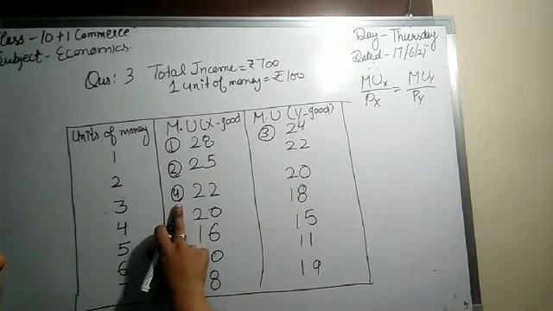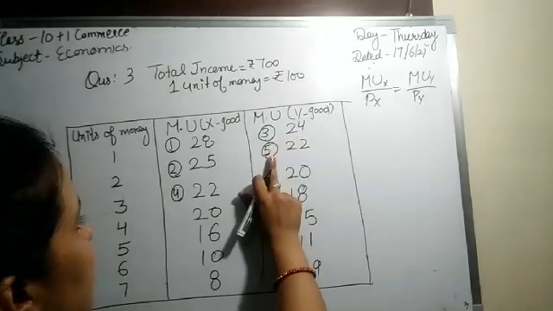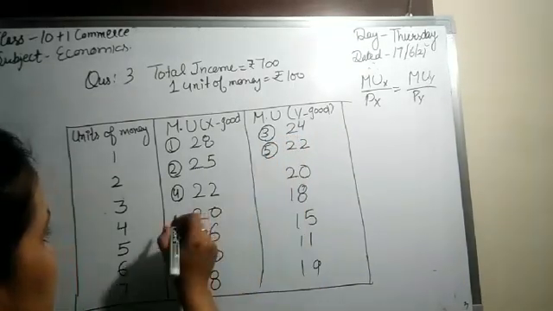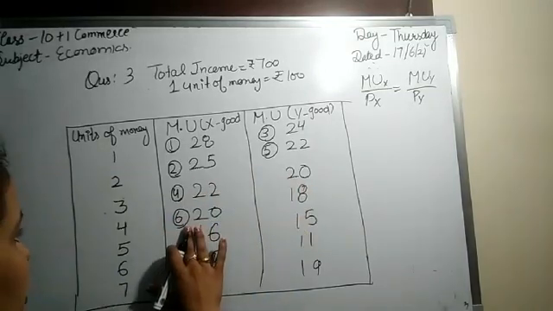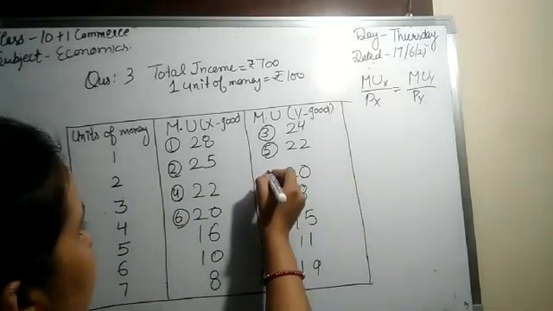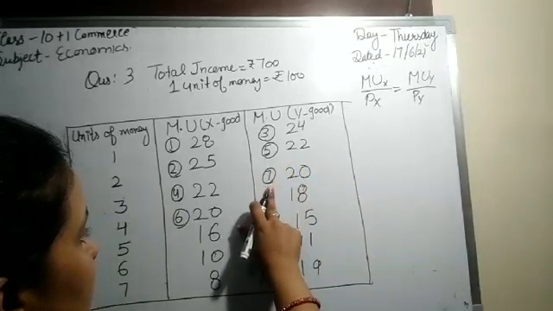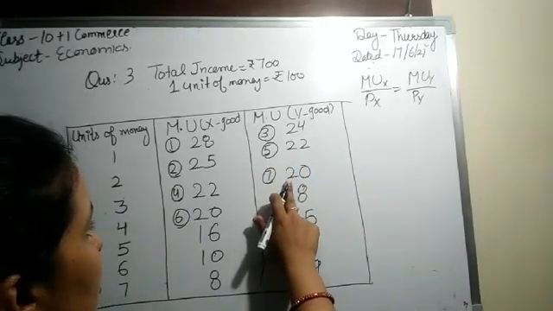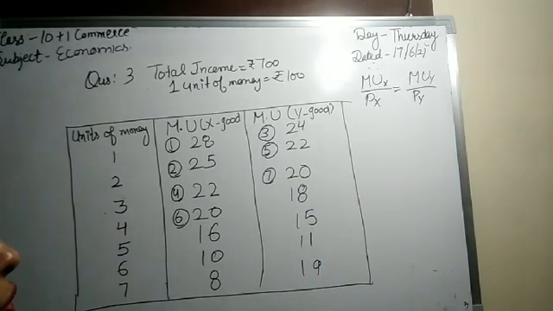the fourth unit is spent on X good. The fifth unit of money, rupees 100, is spent on Y good. After that, the sixth unit of money, rupees 100 more, is spent on X good. And the seventh unit of money, that is the last unit, rupees 100, I spent on Y good. Now my income is wholly spent.